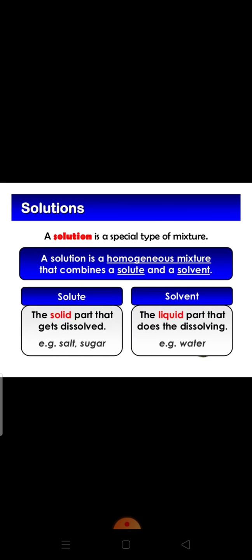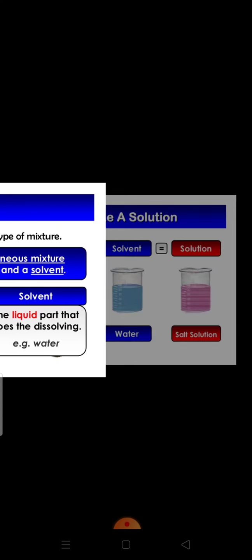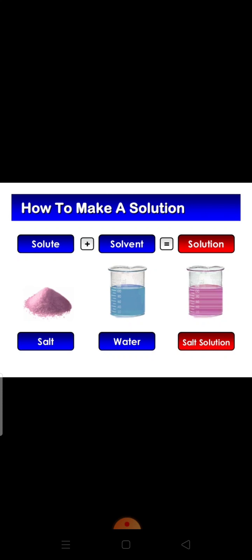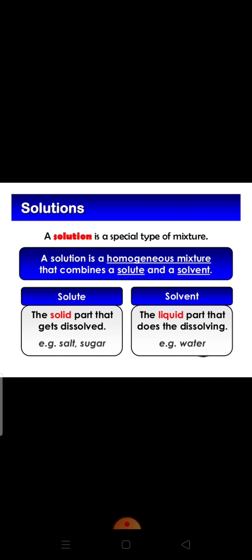Students, a solution is a special type of homogeneous mixture which is composed of two or more substances. In such a mixture, a solute is a substance dissolved in another substance known as solvent. So we can say that if we want to make a solution, solute dissolves in solvent and we get a solution. For example, a solution of salt and water or sugar and water.